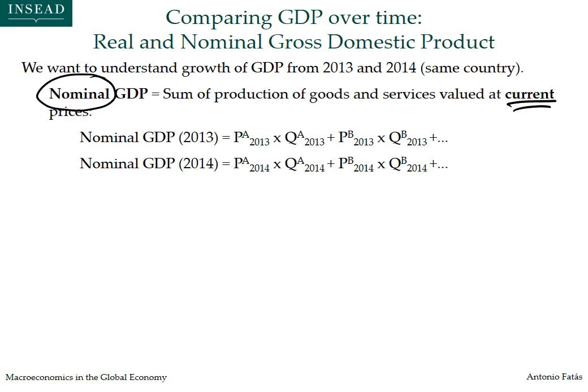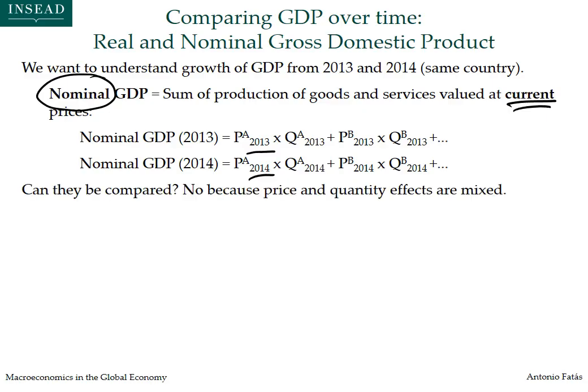So we do that for 2013, 2014, and what we notice is that we have the same problem as when we were comparing GDP across countries. We have units which are not the same in both lines. In one case, we're using prices of 2013, in the other 2014. From a practical point of view, it means that if we want to compare these numbers, we don't know whether the difference is going to come from prices or quantities.